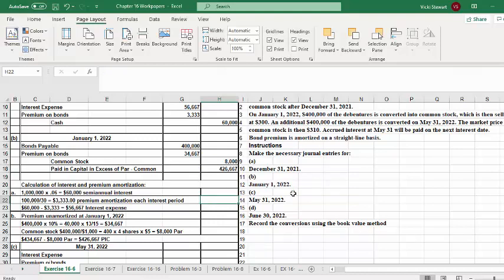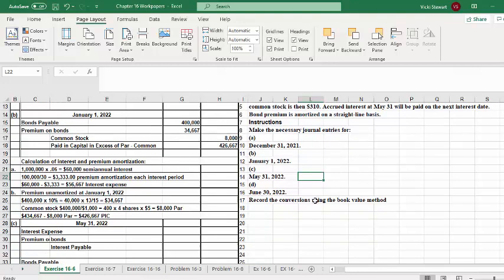The next entry that we're going to make is when we have another $400,000 of the debentures that is converted on May 31st, 2022. And at that time, the accrued interest will be paid on the next semi-annual interest payment date.